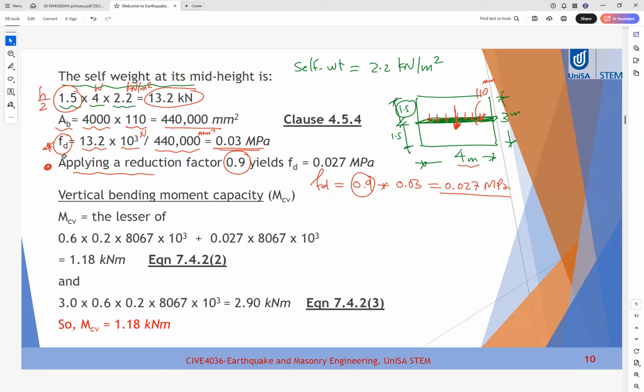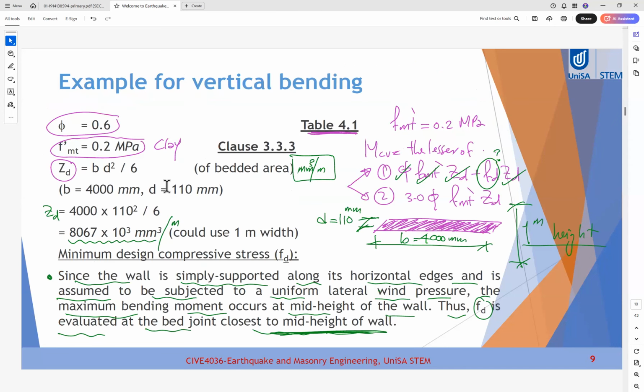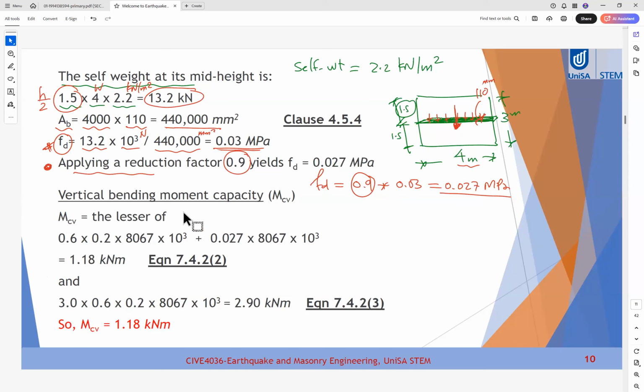Okay, so this is FD. After we got FD, if we return back to our formula, so now we know FD. So all the parameters for the two formulas are there. So we now can substitute in MCV to find the two values and select the smallest one.